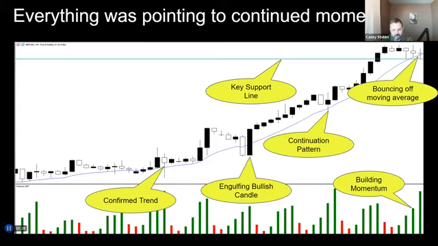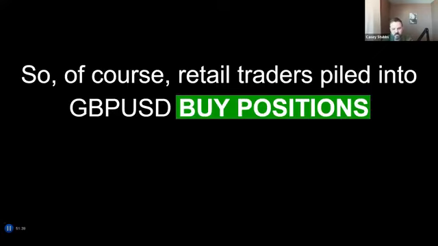There's a confirmed trend, a continuation pattern. It broke through support. It was building momentum. All the signs were pouring in to long. So, of course, retail traders piled into pound USD buy positions. Now, here's what you need to understand.